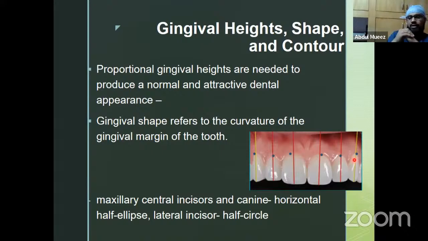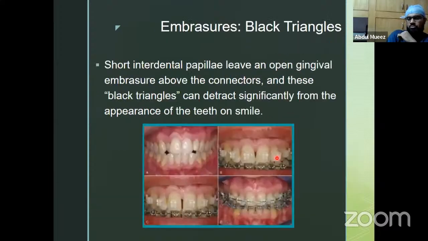Then the gingival height, shape, and contour. Even the proportionate height of the gingiva is also important. Sometimes the shape of the maxillary central incisor is almost a half ellipse. The central incisor and the canine are half ellipse, whereas the lateral incisor is half circle. So this is also important in designing the smile aesthetics.